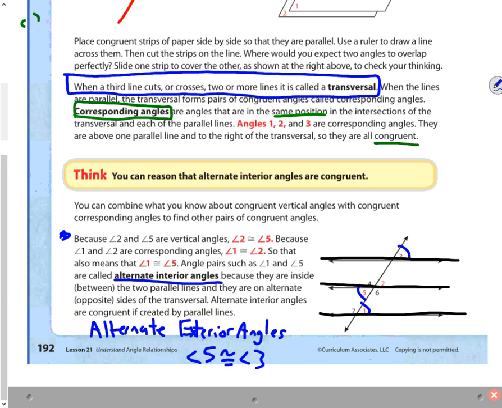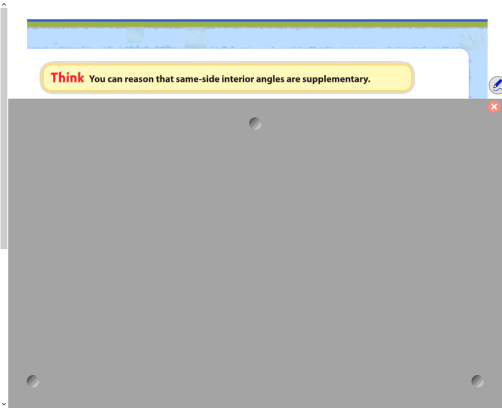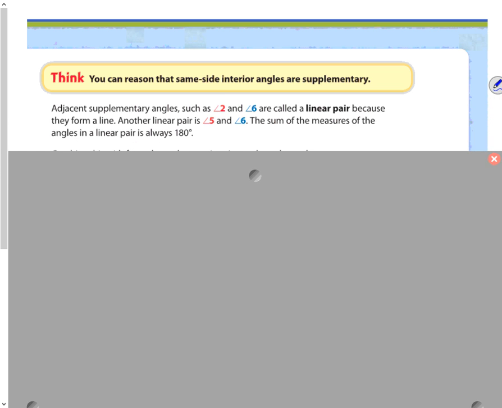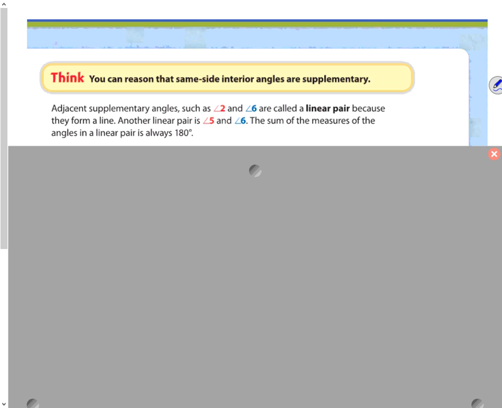So let's look at one other set of angles. These are called same side interior angles. So let's read this through. Adjacent supplementary angles. So meaning supplementary angles that are right next to each other. And I'll draw an example. So there's a line. They're next to each other. And they're supplementary because they make a line.